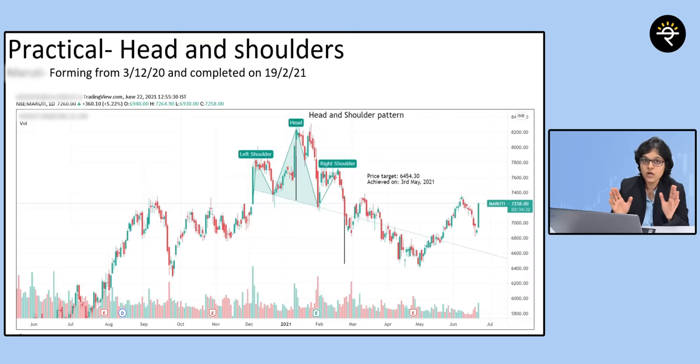What can be your target? Now, target, if you were to calculate it precisely, it's calculated something like this. You have to first try and calculate the distance between the neckline and the top of the head, and whatever is this distance, place it from this point to this point. Okay, so same distance is going to be achieved, the same target is going to be achieved below the neckline. And if you can see here, this target was also achieved very recently on 3rd May 2021. Okay, this is how a head and shoulder pattern looks like.